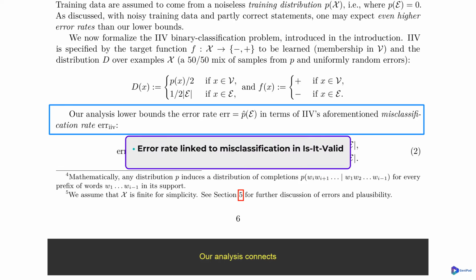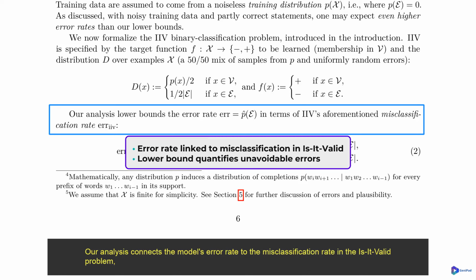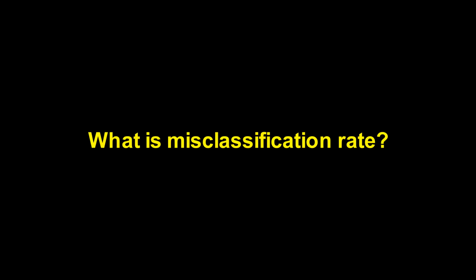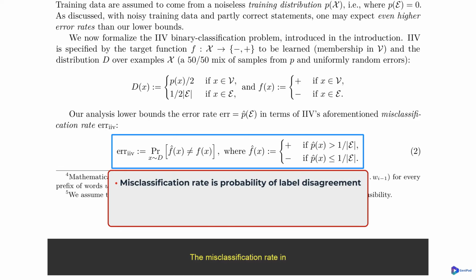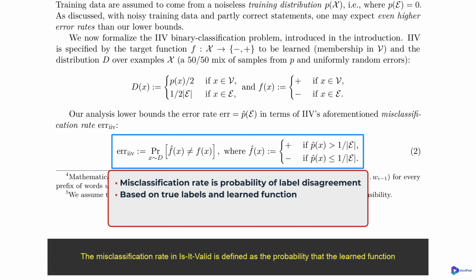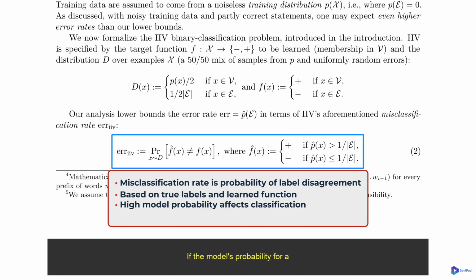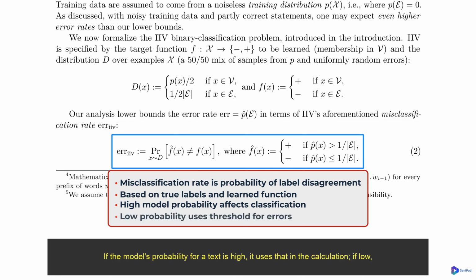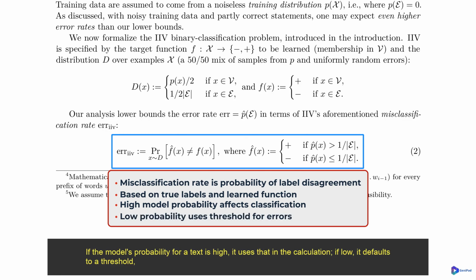Our analysis connects the model's error rate to the misclassification rate in the is-it-valid problem, showing a lower bound that helps quantify unavoidable errors. The misclassification rate in is-it-valid is defined as the probability that the learned function disagrees with the true labels. If the model's probability for a text is high, it uses that in the calculation. If low, it defaults to a threshold, highlighting how classification errors relate to generation errors.